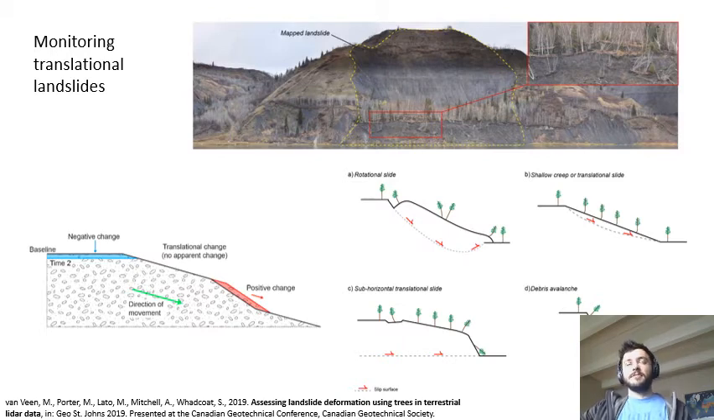For landslides that have vegetation on them, a recent paper suggested that we could track the trees that are extracted from our LiDAR data to get a better picture of the true movement vectors of the landslide itself.